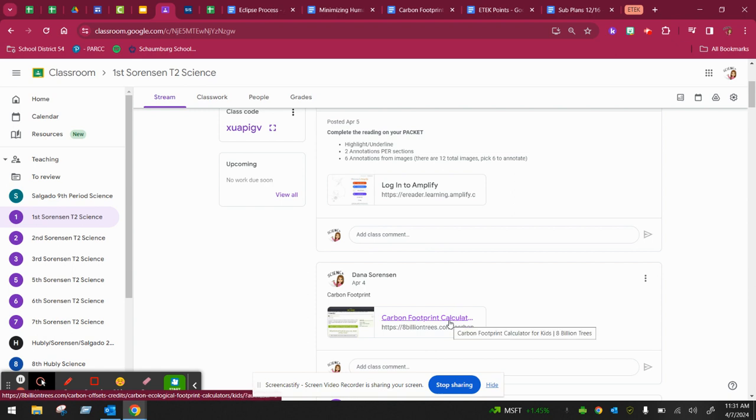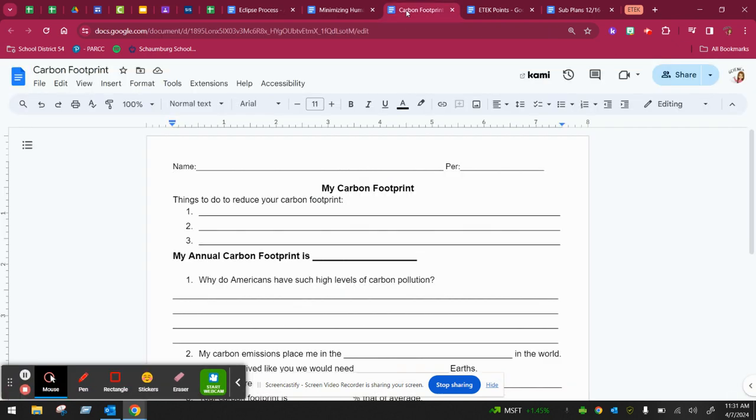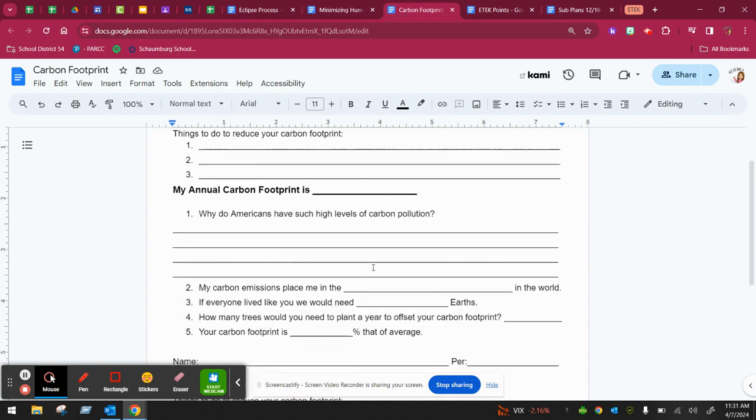You're going to use this. And as you go through it, again, you're coming up with ways you can reduce your carbon footprint. How large is your annual carbon footprint? Why does America have so much? What percentage are you in? How many earths, and then how many trees, and et cetera.